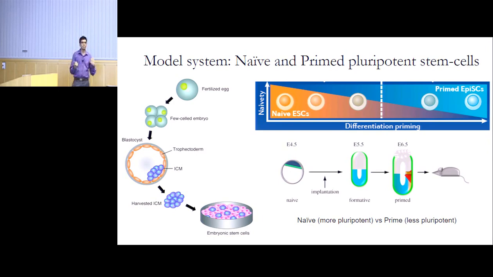And the primed cells are considered to be the cells where they're getting ready to differentiate and give rise to other cell types. And so understanding the metabolic differences between naive cells, which are highly pluripotent, and primed cells, which are getting ready to differentiate, would tell us what are the metabolic differences underlying stem cell pluripotency and what makes a cell a naive cell versus a primed cell. So then we can use this information to even engineer cells towards a naive state.